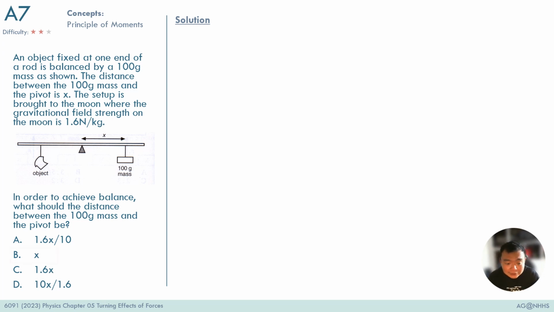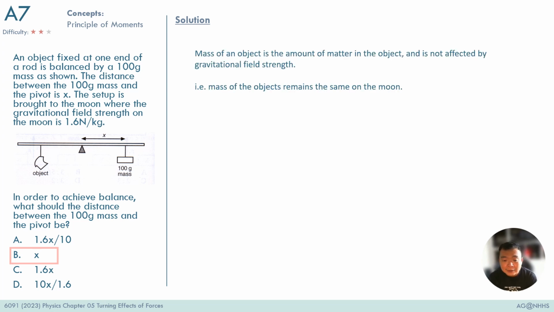So the answer to this question is actually very simple. B. That's whether you do this experiment on Earth, on the moon, or anywhere else with a different gravitational field strength, it doesn't affect the perpendicular distance at all. Now, the reason for this is as such.